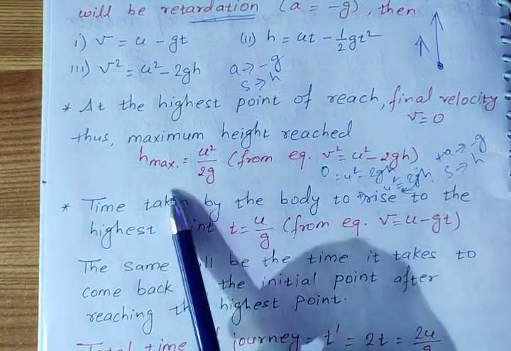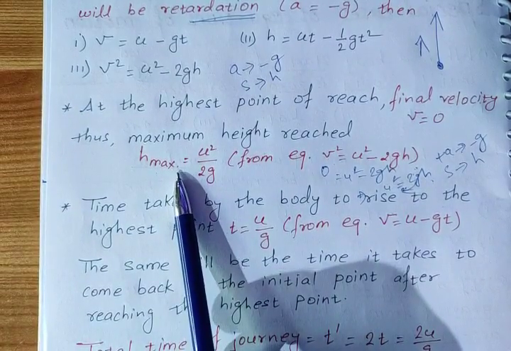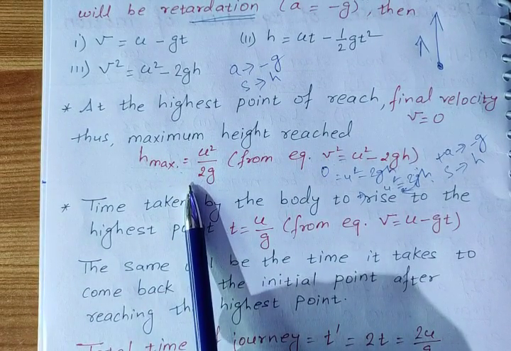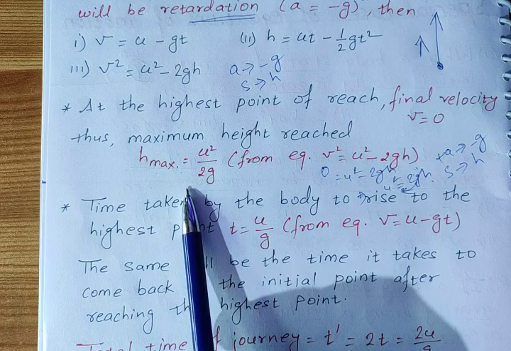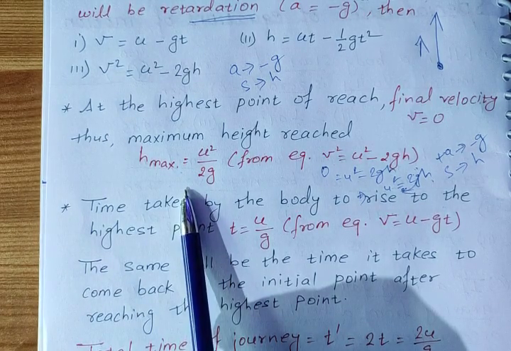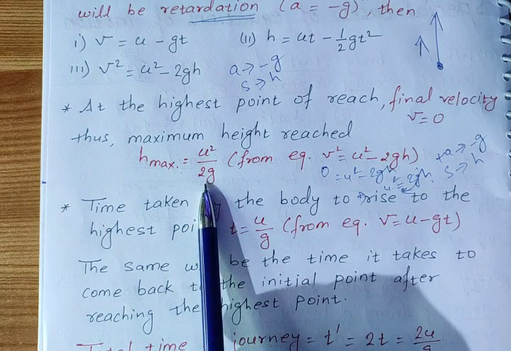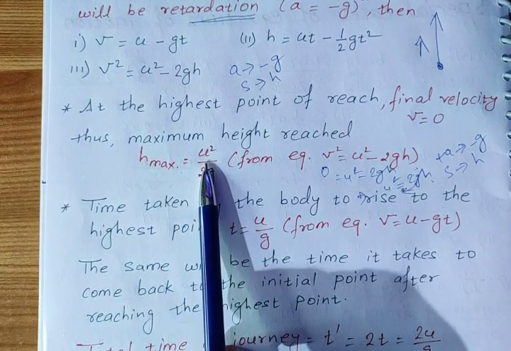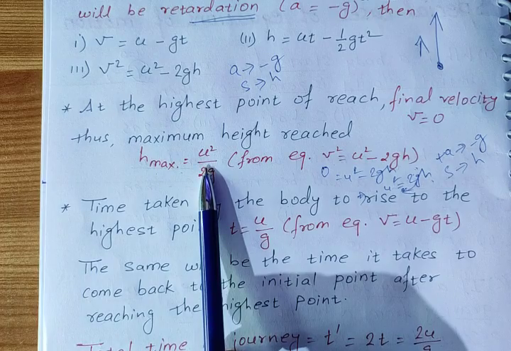So maximum height, what is the formula we got? Whenever you throw a body up, it can go a maximum height. That maximum height, how to find out? U square by 2g. Means you must have the initial velocity of the body.